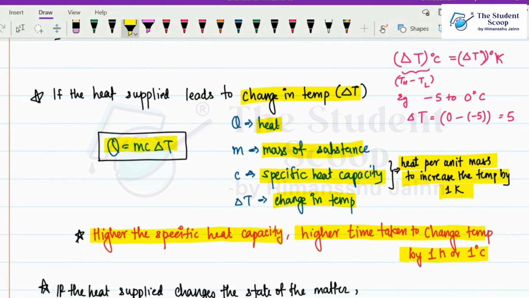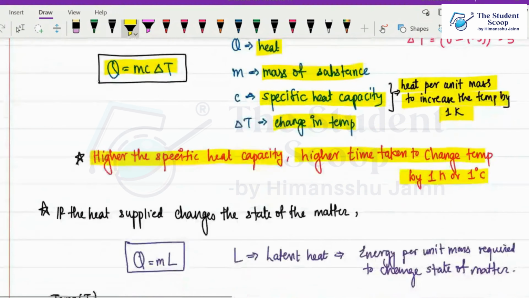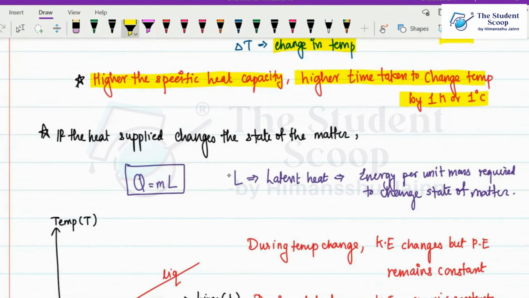Okay. Now, what if the heat supplied is used to change the state of matter? In this case, Q is equal to mL, and L represents latent heat. Latent heat expresses the energy per unit mass required to change the state of matter. There are two kinds of specific latent heat. There is the specific latent heat of vaporization and the specific latent heat of fusion. Fusion is related to melting. Vaporization is related to the boiling point of a material. So that is something that we should know.